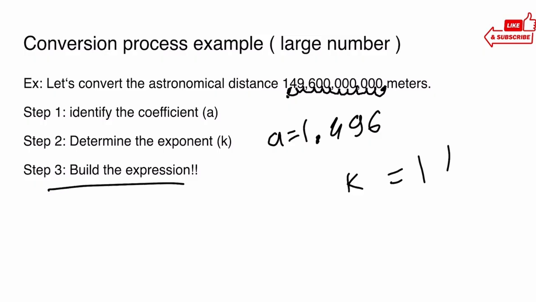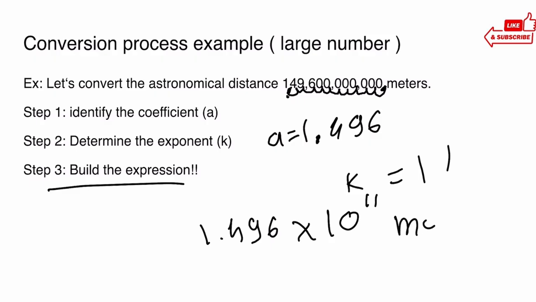Remember, the standard form is a times 10 to the k, so we're going to have 1.496 times 10 to the 11. And this is how you convert the distance from the Earth to the Sun into scientific notation. So the distance from the Earth to the Sun is 1.496 times 10 to the 11 meters.